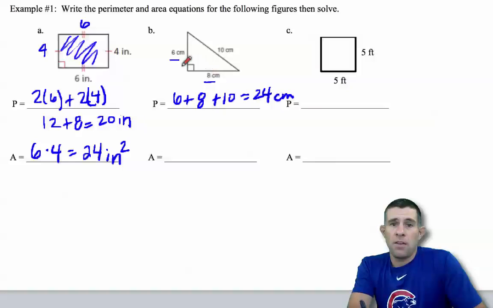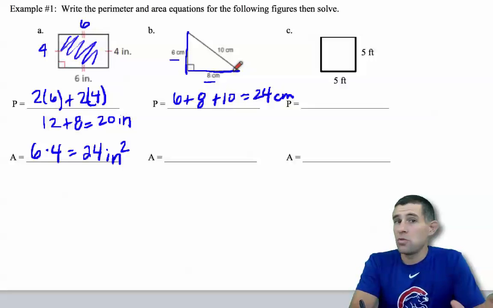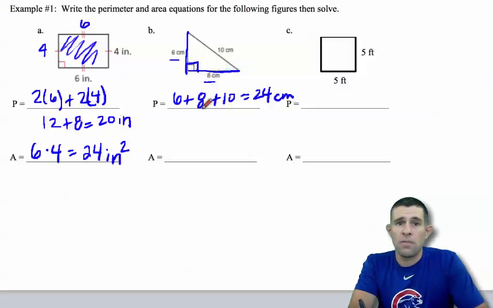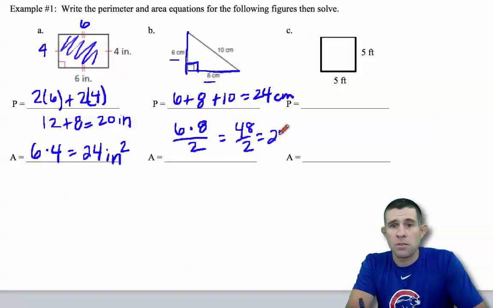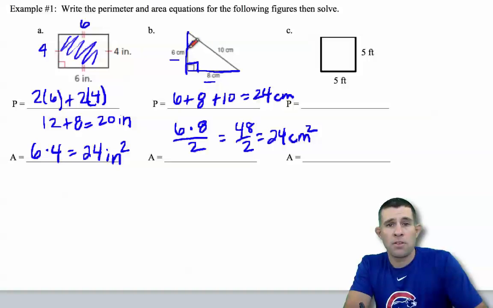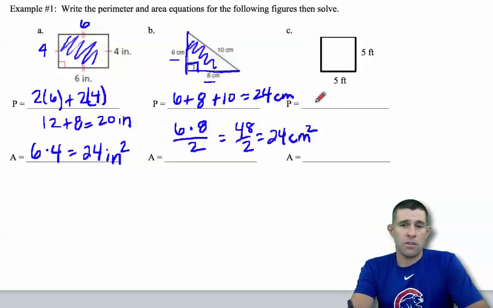And then to find the area, I'm going to find my base and height. And remember, my base and height are always perpendicular. In a right triangle, they are the two legs of this right triangle. So I'm going to say 6 times 8 divided by 2. That's 6 times 8, which is 48. 48 divided by 2 is equal to 24, but now my units of measurement are centimeters squared, because again, it's representing that two-dimensional space inside that triangle.